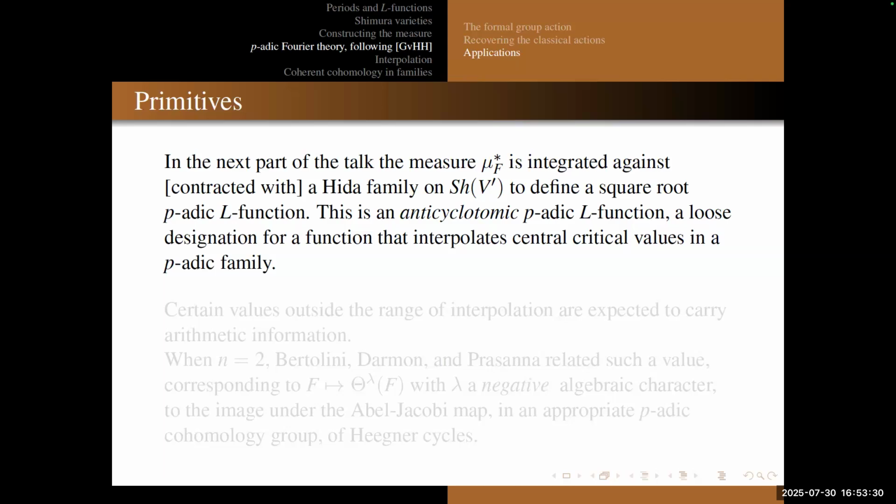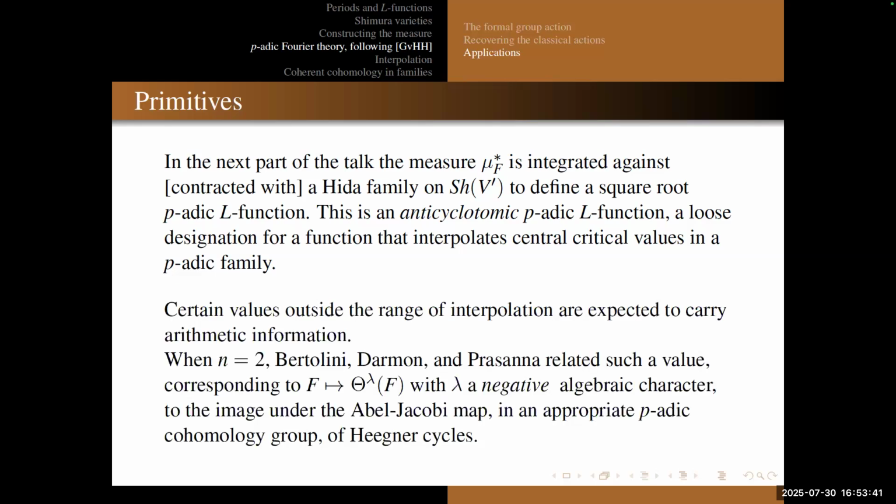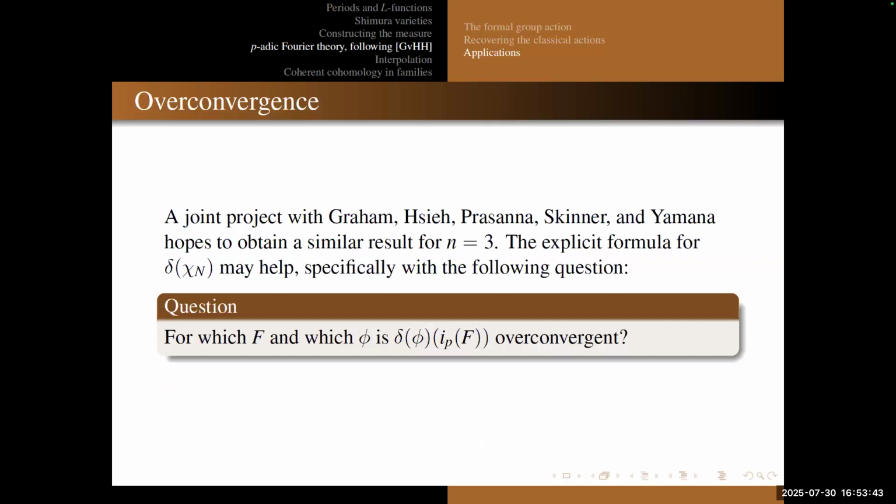So in the next part of the talk, which will, I guess, be the last part of the talk, this measure is now integrated against, or contracted with, a Hida family on the smaller group to define a square root p-adic L-function. So, okay. So I will skip this.